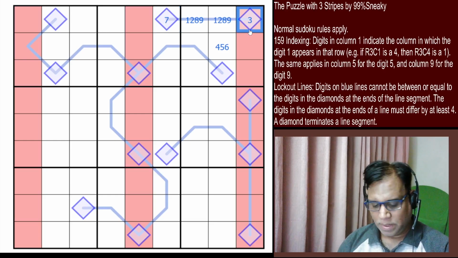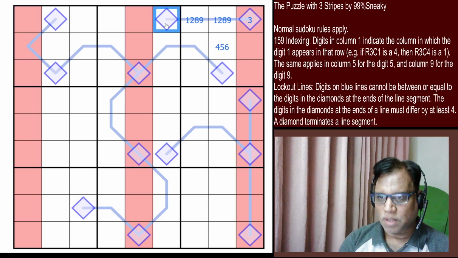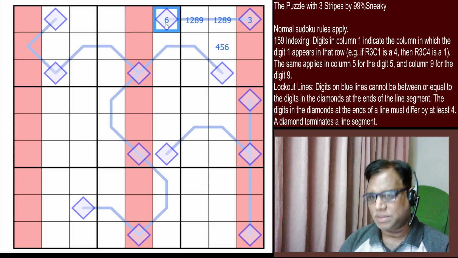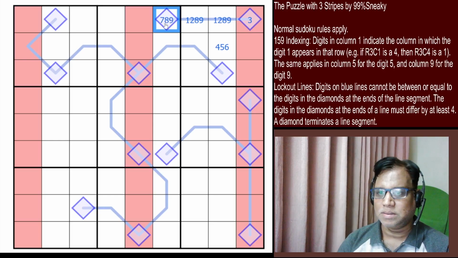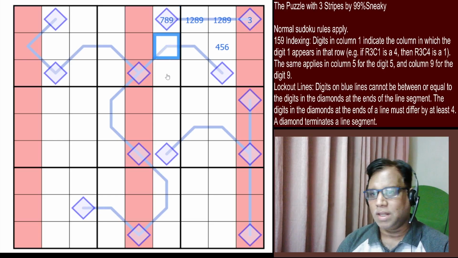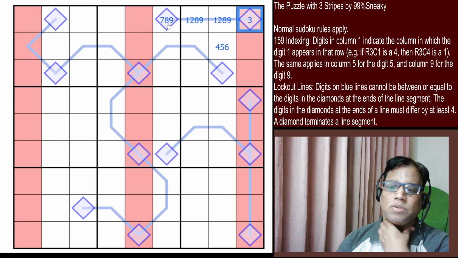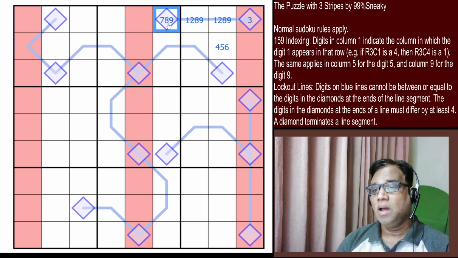So it cannot be something like, if 3 is here, then you cannot have 4, 5 or 6 here. That is not going to work. So you cannot have 6 here. It should be a minimum difference of 4, so this could be 7, 8, 9. All the other digits are not possible here because those are not at least 4 away from 3.